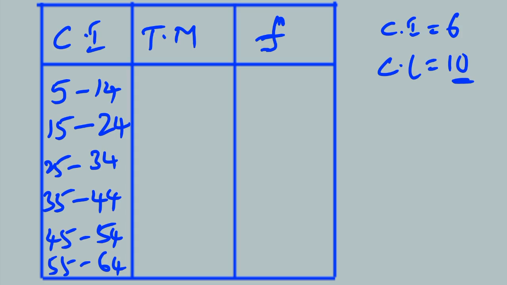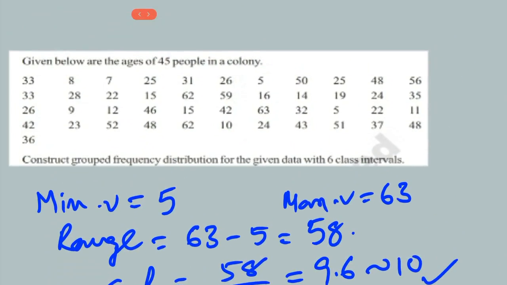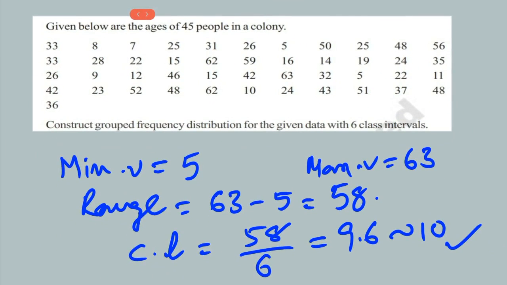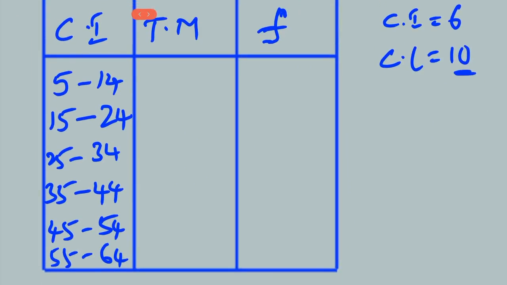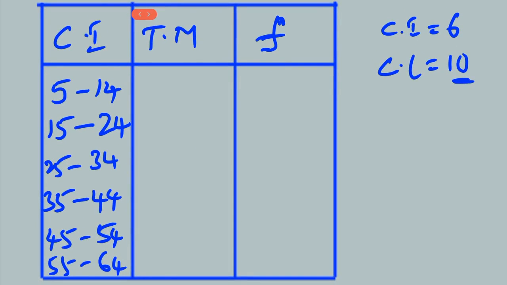The next thing is tally marks. Coming to tally marks, we already have the data. The first value is 33. In which class interval does 33 fall? 33 is in 25 to 34, so take one tally mark there. The second value is 8, which falls in 5 to 14, so one tally mark there. The third is 7, which is in 5 to 14, so one more tally mark. In this way we have to write all the tally marks. After writing them, I'll come back.